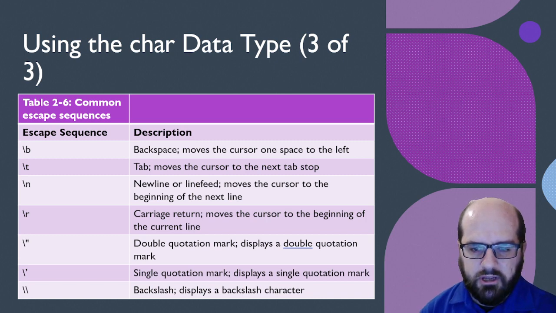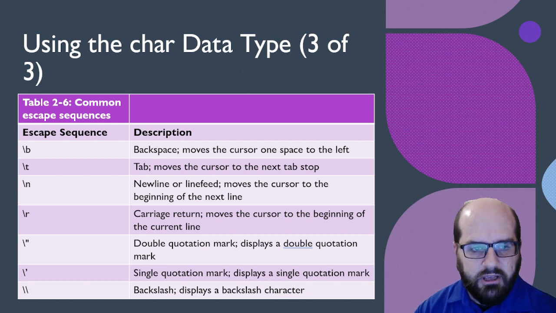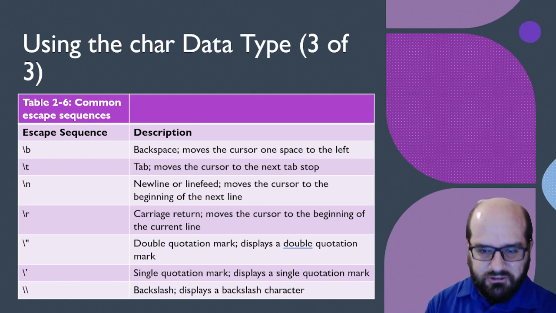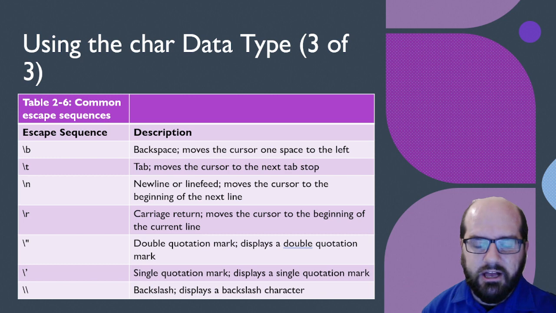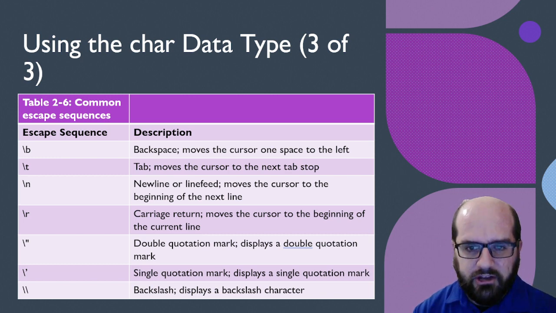\" displays a double quotation mark. \' displays a single quotation mark. And double backslash displays a backslash character. Now these act within the string, basically the char string when you're bringing in the Scanner class. But to understand more about that, we need to understand the Scanner class itself.